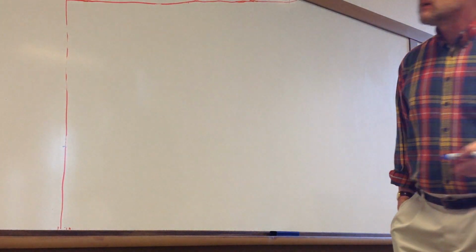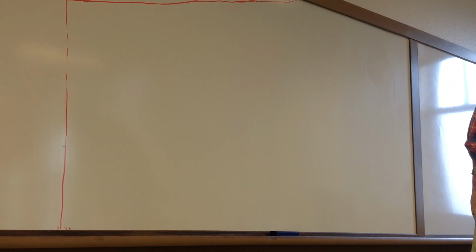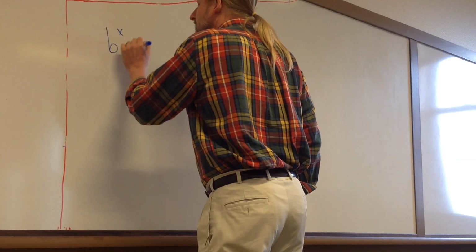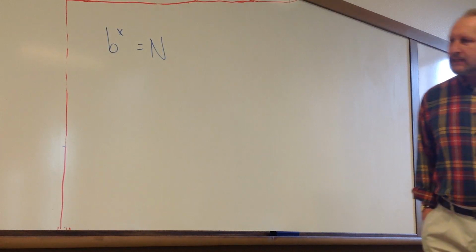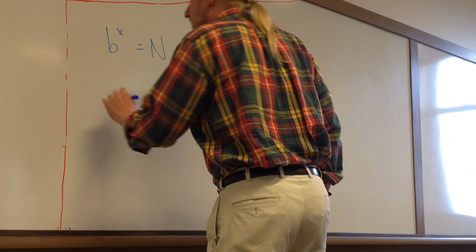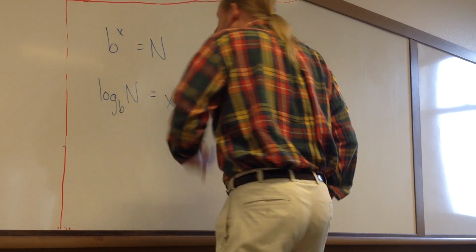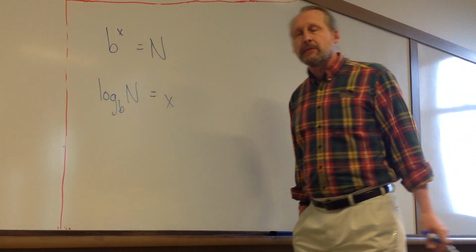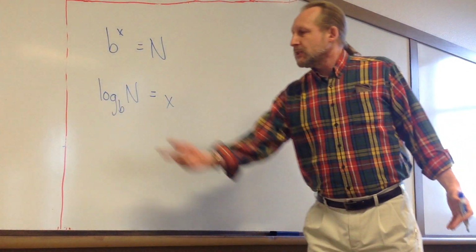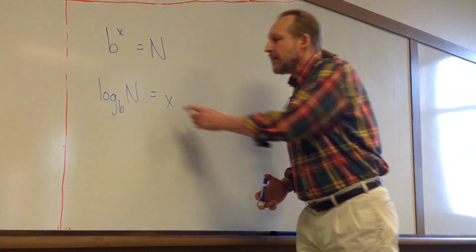Basically what we're saying here is that, and this section starts on page 157, if you have an exponential expression, b to the x is equal to n, then the way to state this logarithmically is to say log to the base b of n is equal to x. Okay? So these two statements are saying the same thing. And all we've done is introduce this notation, which calls attention to the exponent.